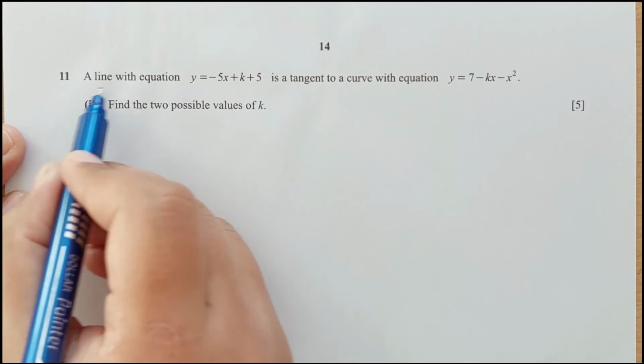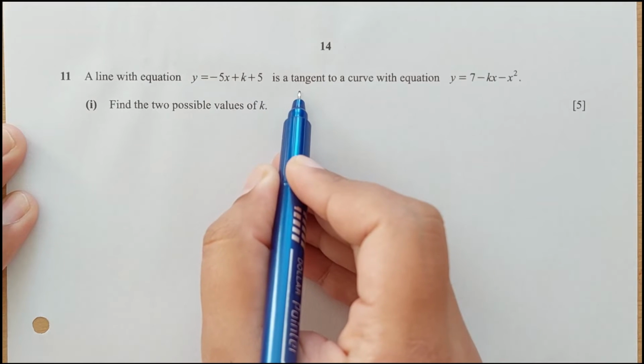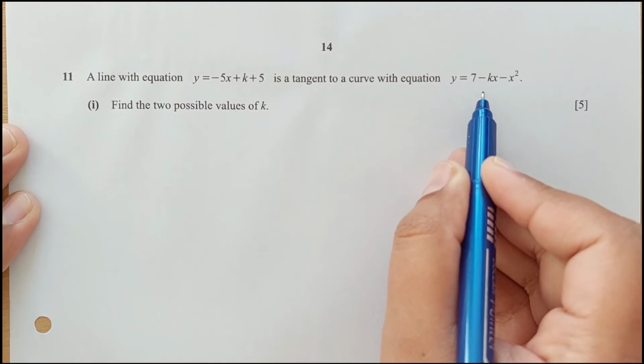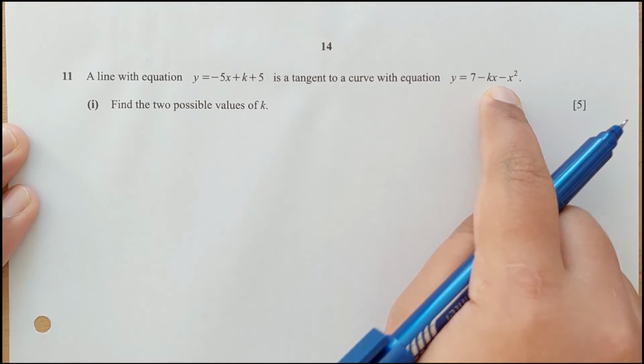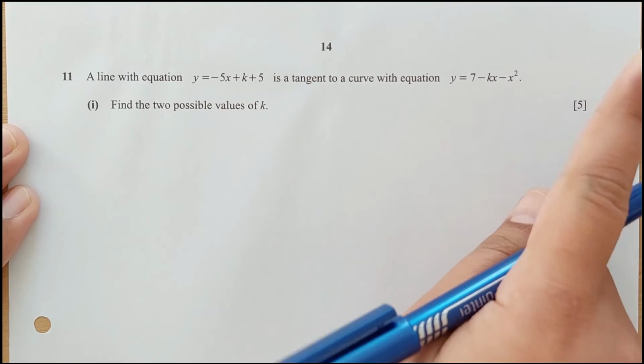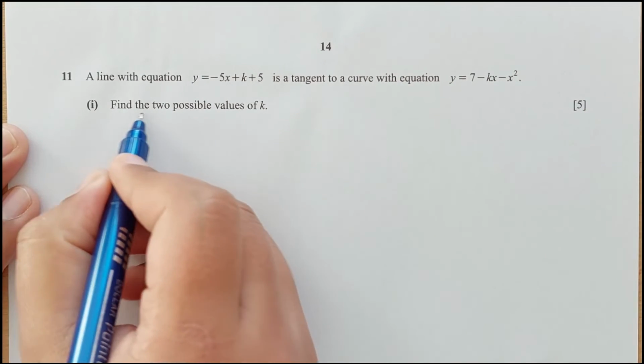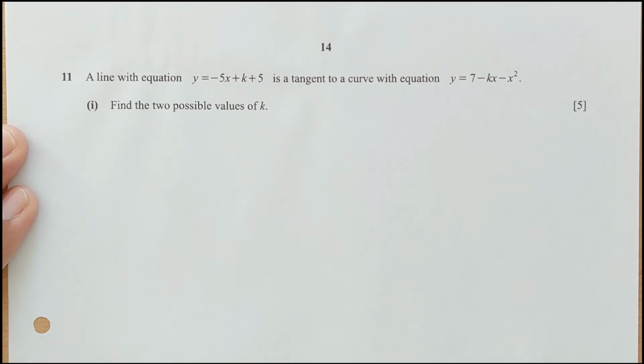Question number 11. A line with this equation is tangent to the curve with this equation. This means the line is tangent to the curve, it means the line touches the curve at one point. Number 1, find the two possible values of k. So the line touches the curve.